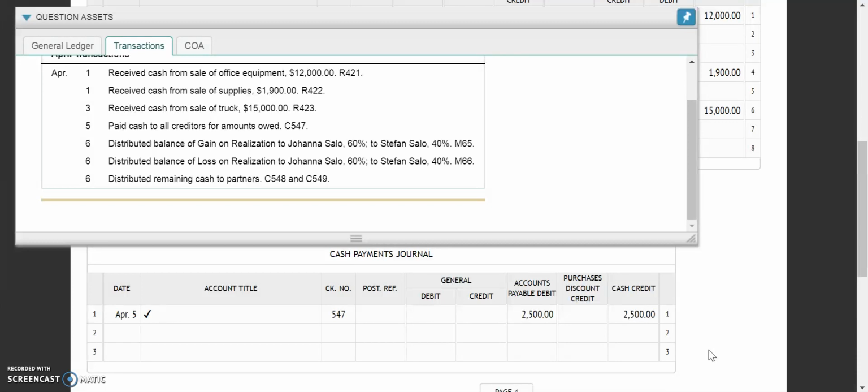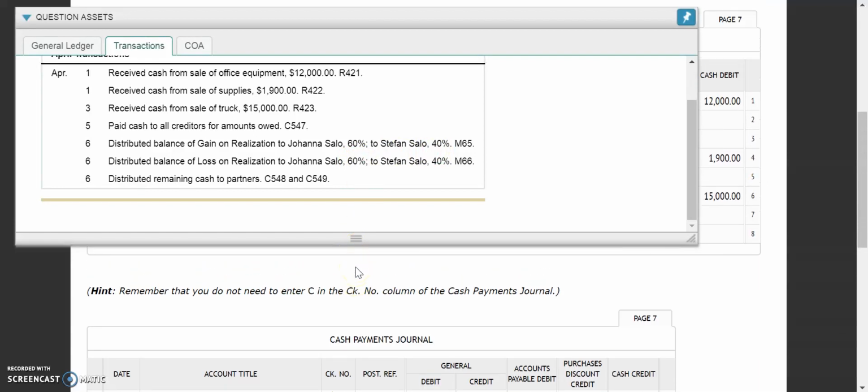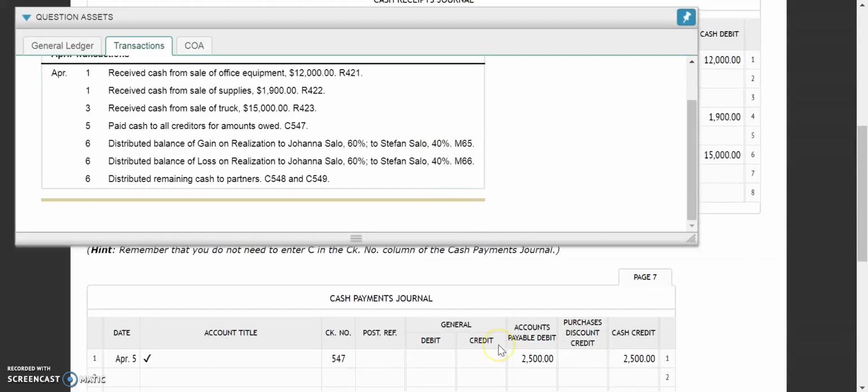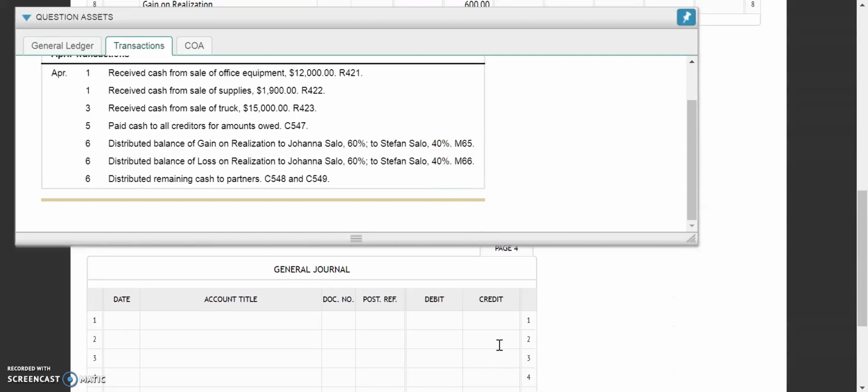So at this time, what we have to do is account for the fact that we had this gain on realization, and we also had our loss on realization. Both of those are split according to our partnership agreement. So Joanna Salo has 60% and Stefan has 40%. So in this situation, we have to take our gain. If you remember, our gain on realization was 600. 60% of that is going to go to Joanna, and 40% is going to go to Stefan. So this is actually going to go down in our general journal.